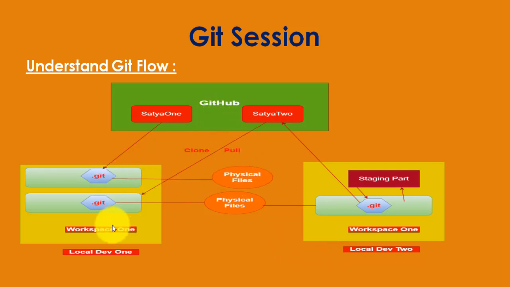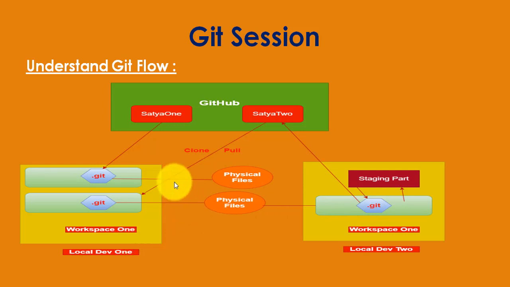Local dev 1 can work on multiple projects, that's why two .git folders are shown here, but local dev 2 works on only one repository or project, that is Satya 2, that's why there is one .git folder here. Now .git is nothing but physical files. Here also it is the same, the physical files, called the .git folder.